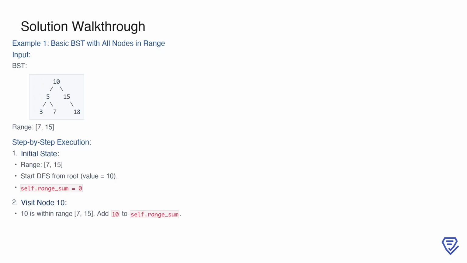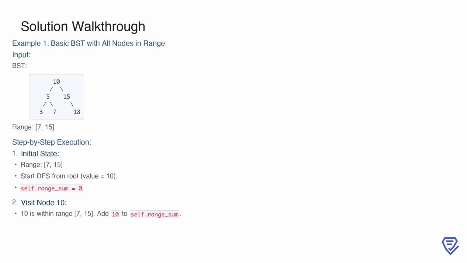Here, we are given a basic binary search tree and a range, 7, 15. Our goal is to calculate the sum of all node values within this range. We start at the root of the tree, which is the node with value 10, and initialize our range_sum to 0. Since 10 falls within the range, 7, 15, we add 10 to our range_sum. This gives us an updated range_sum of 10.